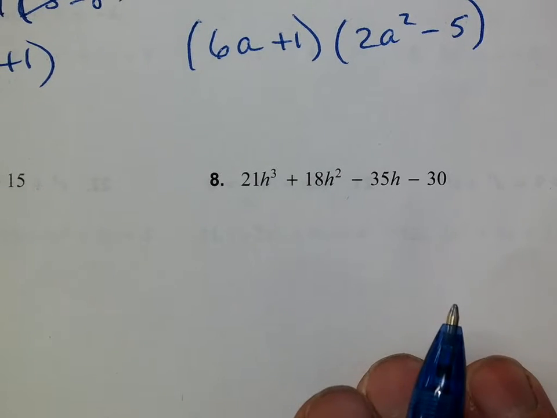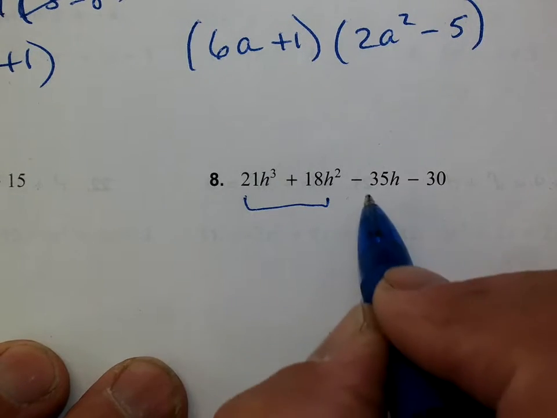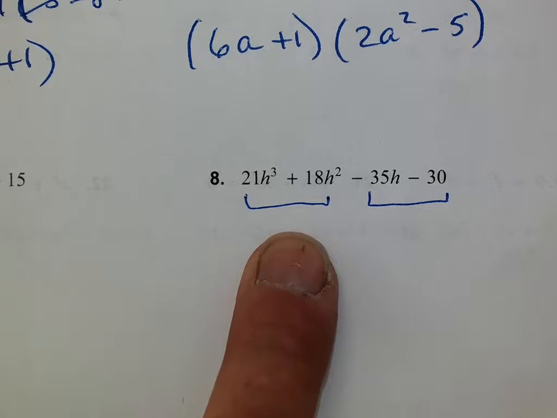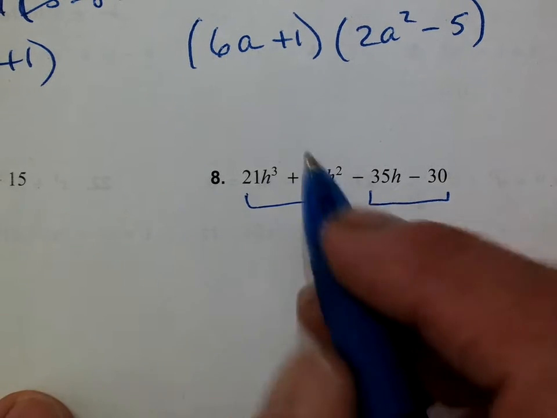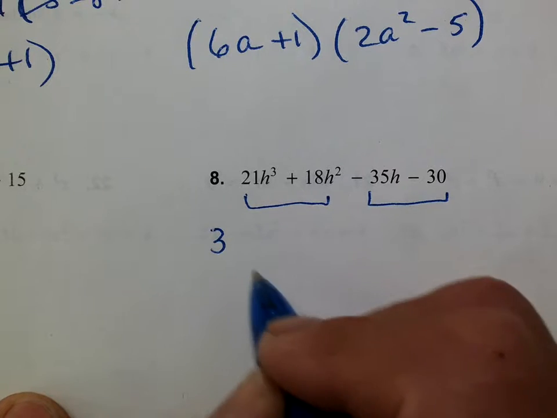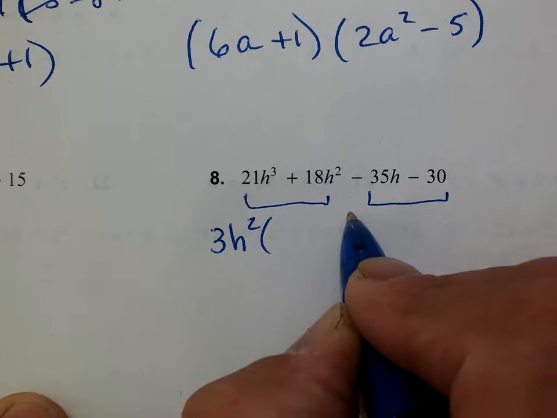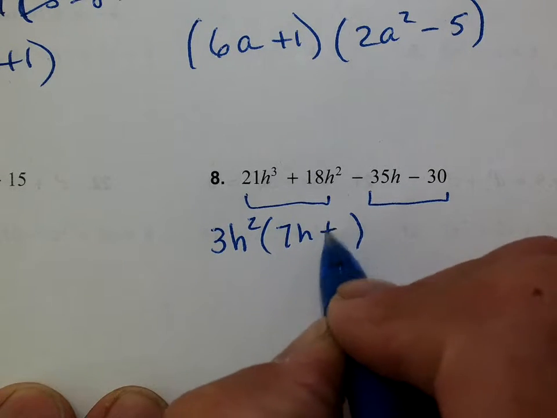4 terms, pair them up, okay? What do the first two have? 9. No, 3. He's right. 3h squared. So what's left inside? 7h plus 6. Okay, good.